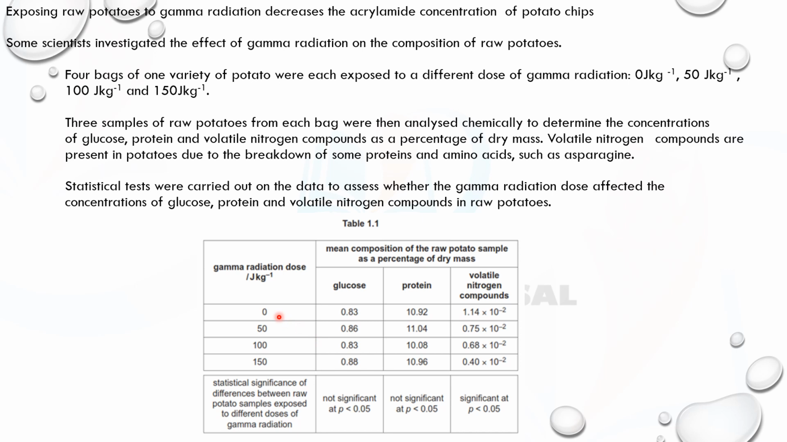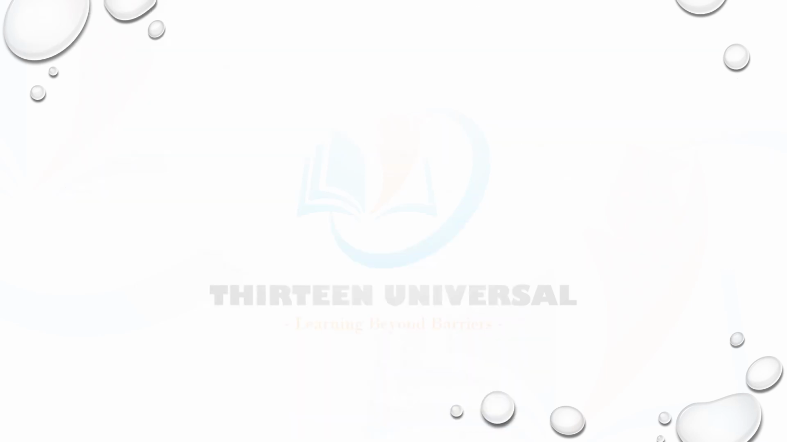That means as the dose increases, the mean composition of the raw potato sample, as a percentage of dry mass, for volatile nitrogen compounds decreases. So this is affecting this. This is significant at a critical probability of 0.05. These other ones are insignificant. So the dose increases that effect. Now let's look at the question.